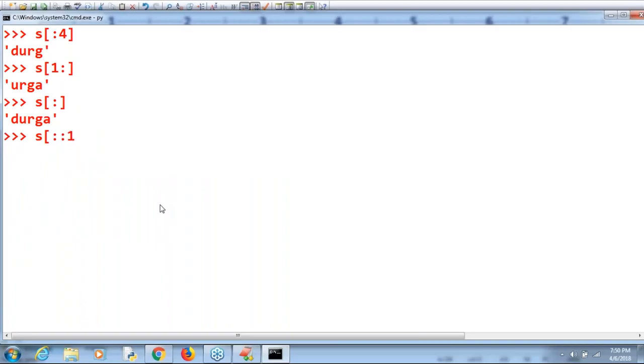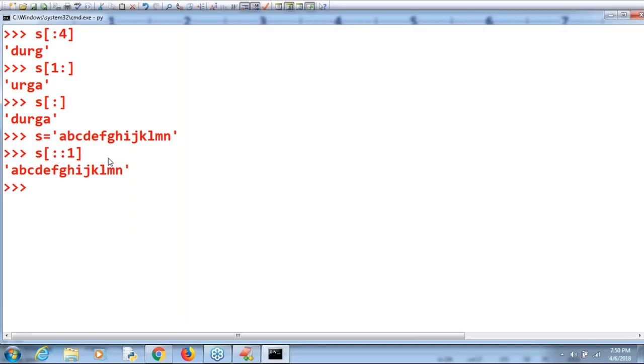Sir, colon 1, I'm taking. What is the meaning of this? S is equal to Durga, or otherwise S is equal to A, B, C, D, E, F, G, H, I, J, K, L, M, N, like this I took, sir. Now S of colon 1, what is the meaning of this here? It starts from begin to end, and every time it increments by 1. First time 0, next increment by 1, increment by 1, increment by 1. The answer you are going to get by default, sir.